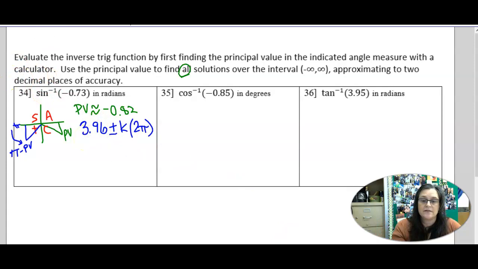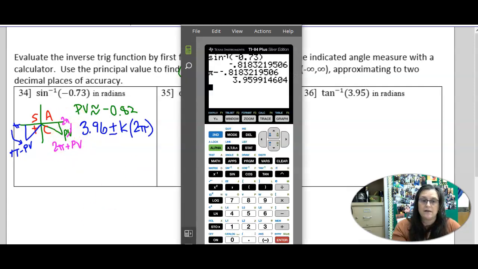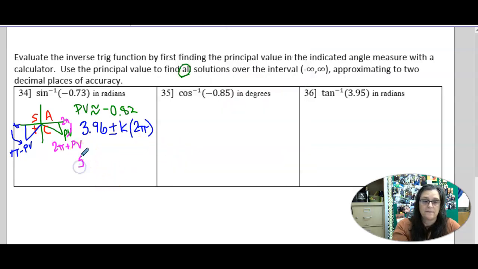Okay, then to find our quadrant 4 answer, because sine is negative in quadrant 4, we're going to take 2 pi, that's the whole circle, and we're going to add the principal value, because plus a minus is a minus, and that'll take us then clockwise to get into quadrant 4. So in the calculator, we'll evaluate 2 pi plus the principal value, and that's 5.46.